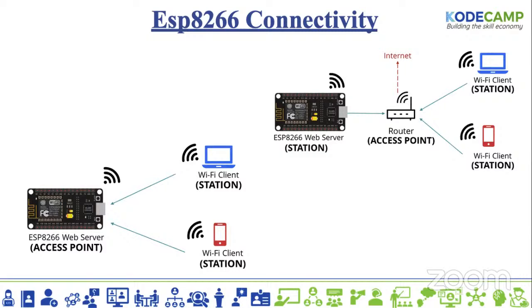Now, what happens is that it has two modes, either access point mode or station mode. You choose which one you want to use, depending on your configuration. Say you're designing for a house, you have to choose which mode you want your device to work on. Is it going to be an access point mode or a station mode?